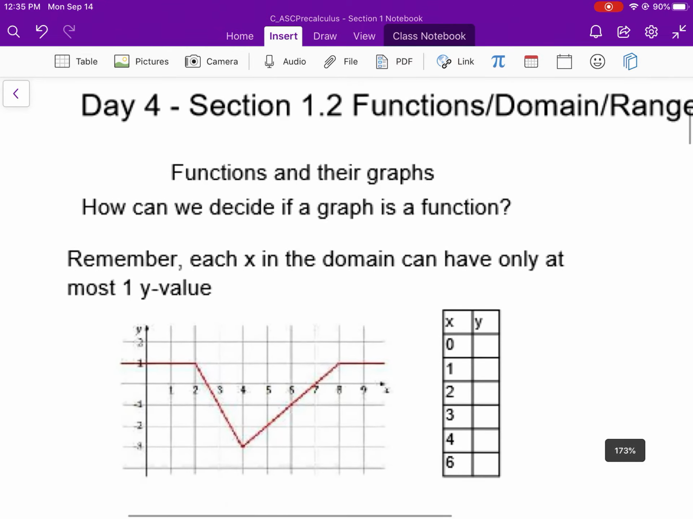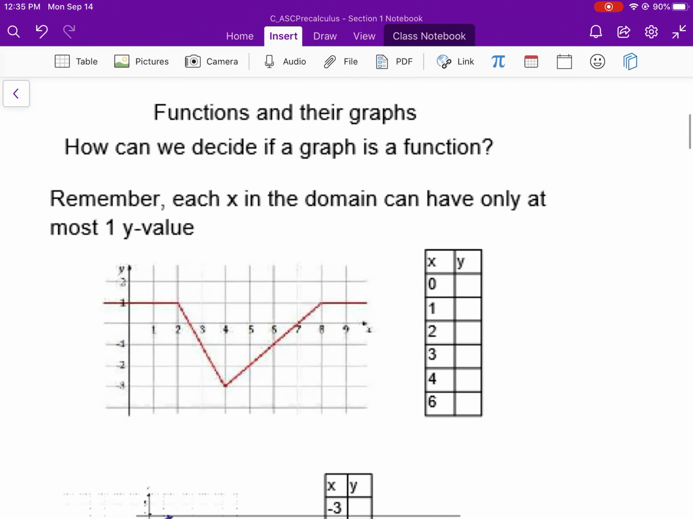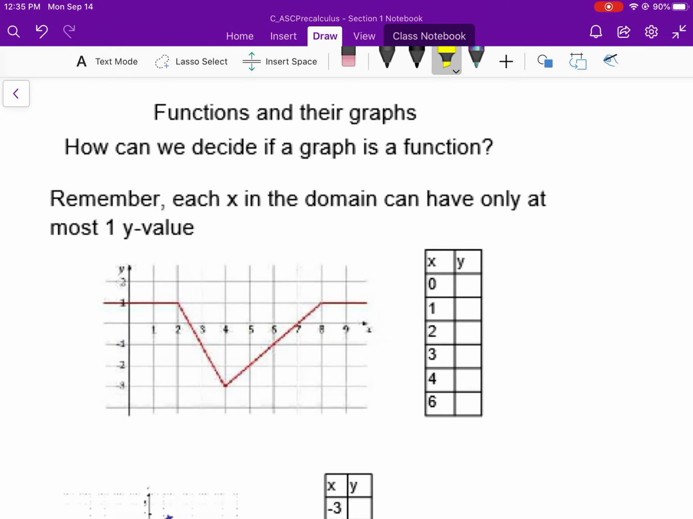All right, so this is day 4, still section 1.2. And we're talking about how do we decide if a graph is a function. Now, it's all about the domain. It's all about the domain. So remember, with a function, this is real important. Each x in the domain can have at most one y value.